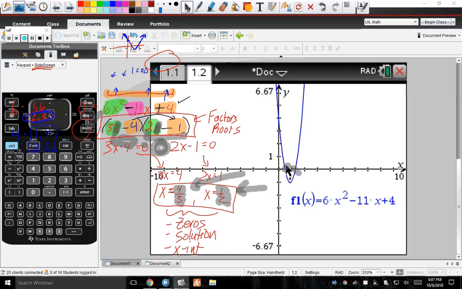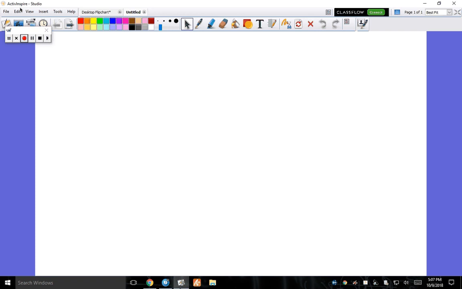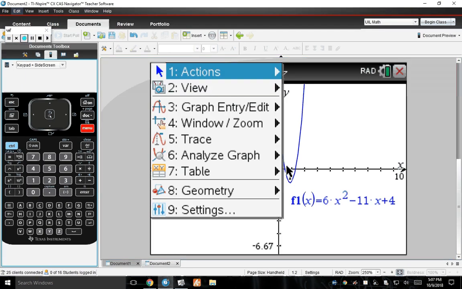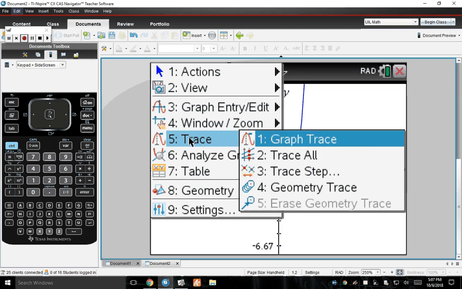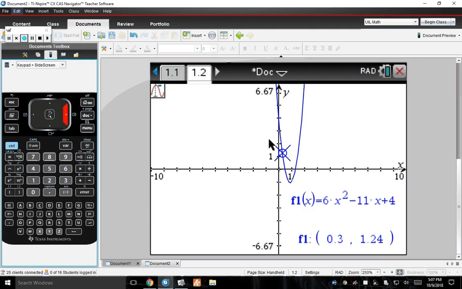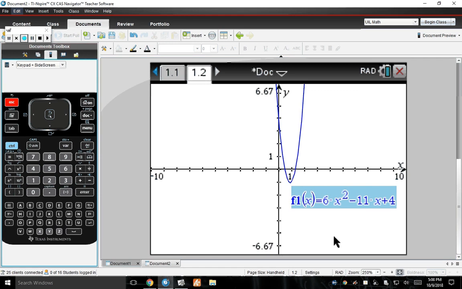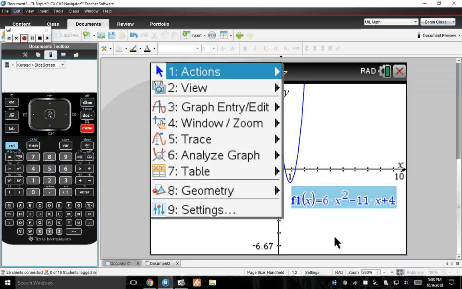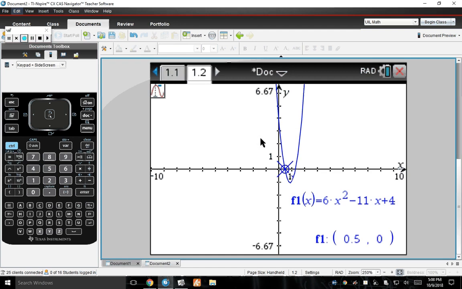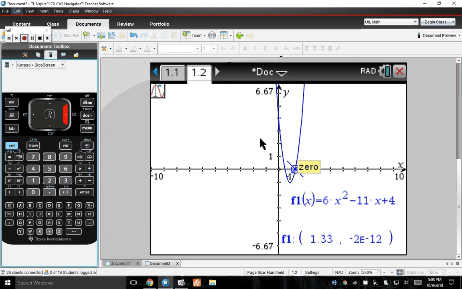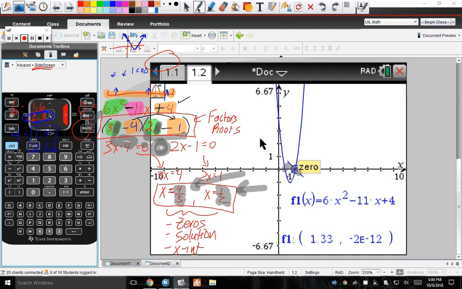So I'll press, let me get this cleared out first. I'll press menu, trace, so number 5, and graph trace. And slowly just start scrolling until you get to an x-intercept, and it says the x-intercept is 0.5. You can see it way down here. It says 0.50. Whoops. Let me escape from that. And then I can do it again. Menu, trace, graph trace. And I can go to the other one, and it says 1.333. Okay? So we had 1/2. Let me show that over here. And we also had this 1 and 1/3.